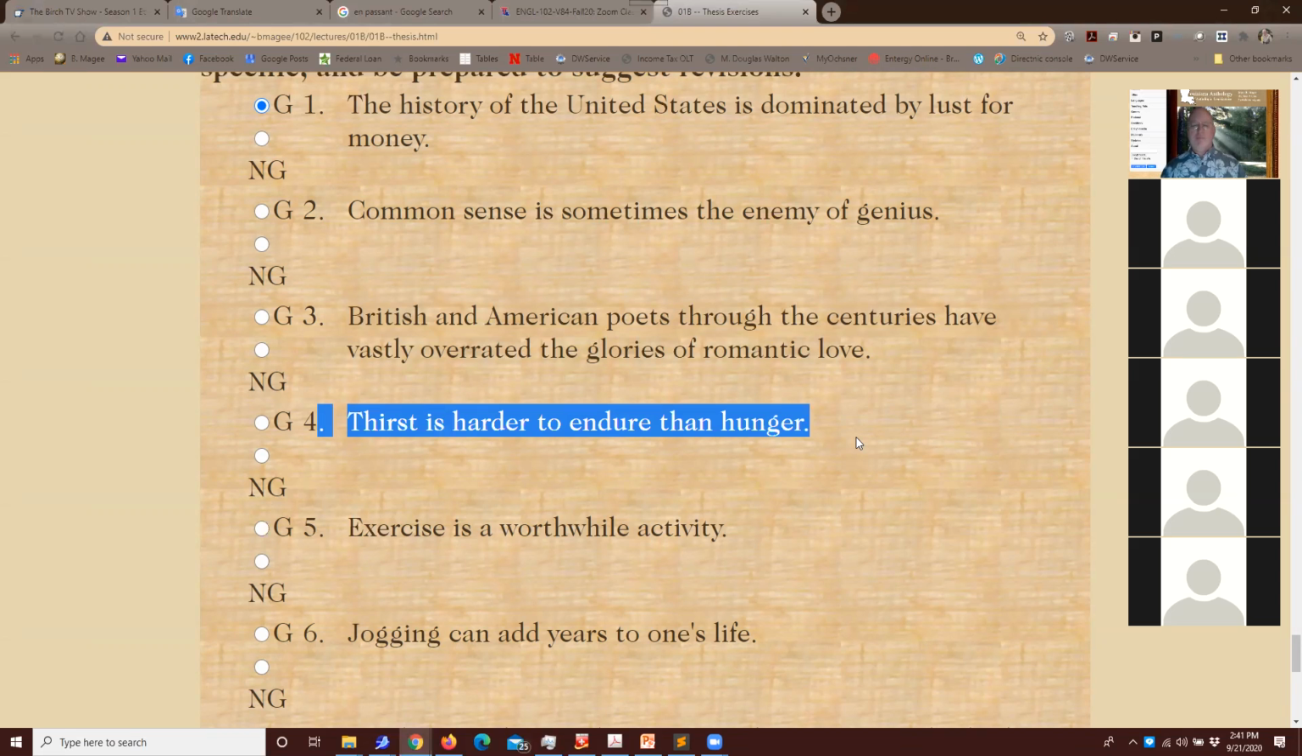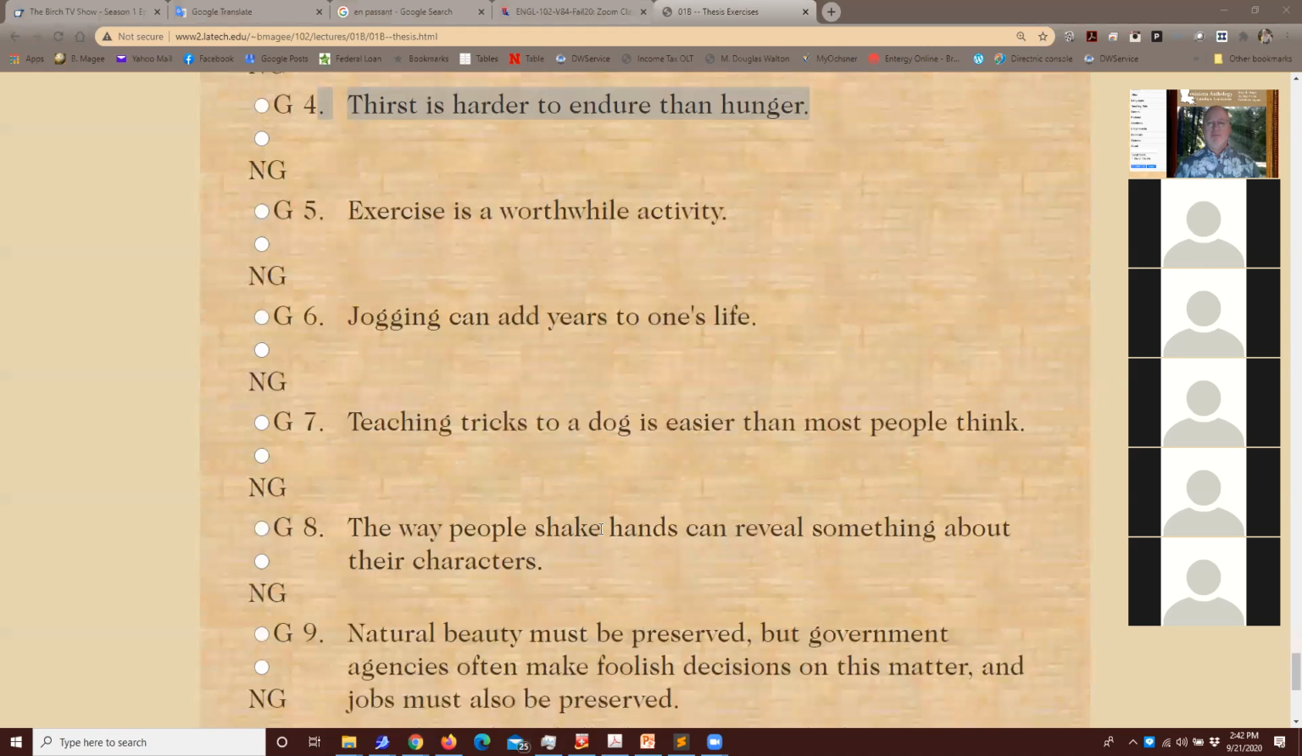Thirst is harder to endure than hunger. I think that is a thesis statement. Yeah, and a good one, because how many things are we dealing with? 2. Thirst and hunger, and we're comparing them. So one is more difficult to deal with than the other. This is called a comparison and contrast thesis, which sets up a comparison and contrast paper.